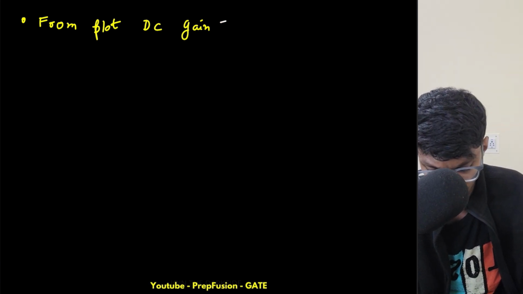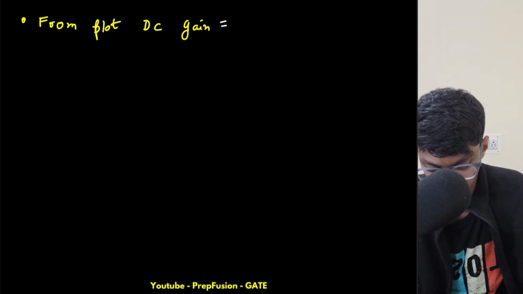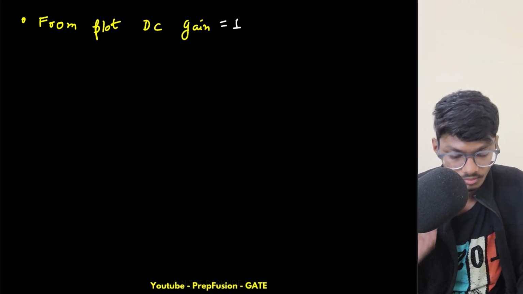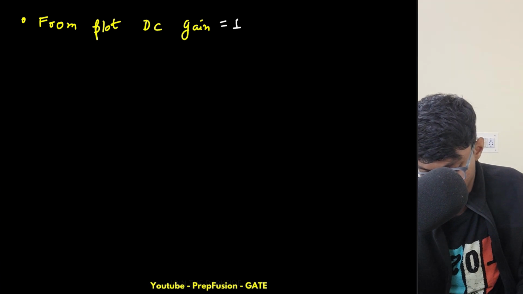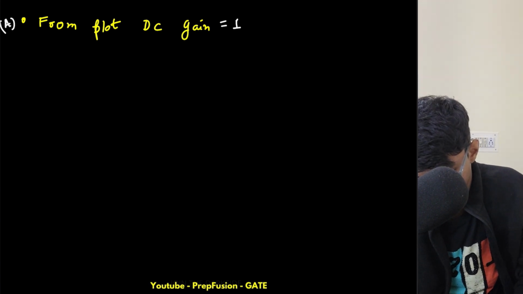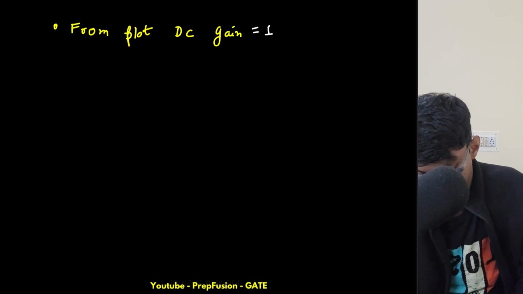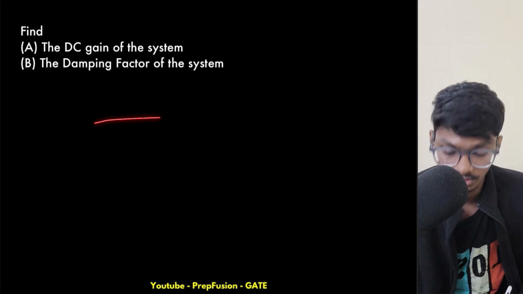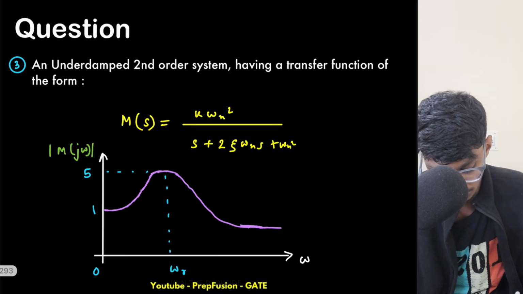DC gain is 1. From the plot, DC gain is 1. So the first question is already done. What about my second question? Second question is the damping factor of the system. So what will be the damping factor of the system?